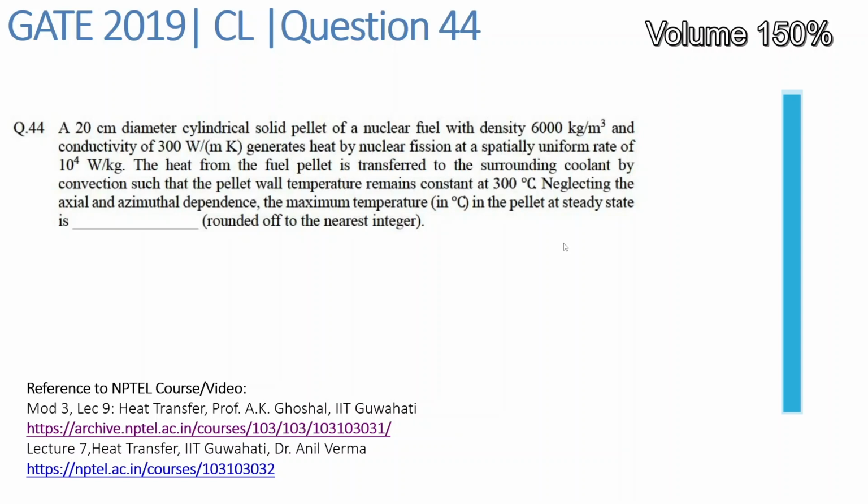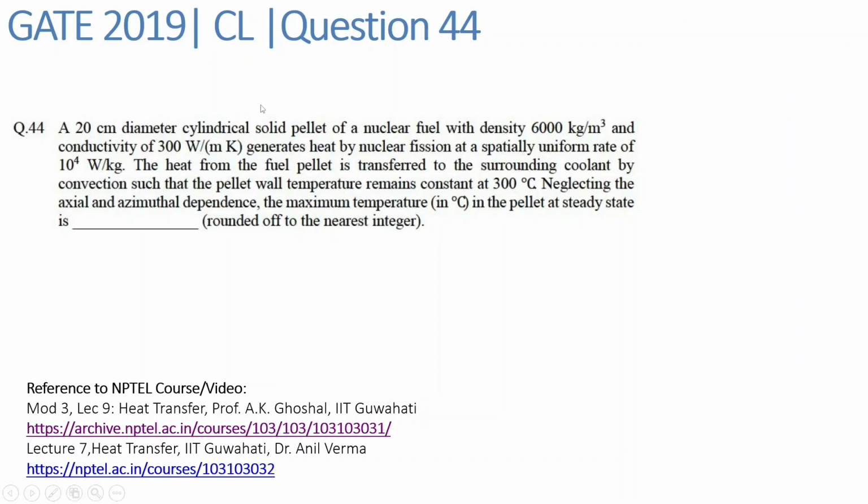Hello everyone. We will be solving question 44 of GATE 2019 Chemical Engineering paper from the subject of heat transfer. The question is: a 20 centimeter diameter cylindrical solid pellet of a nuclear fuel with density 6000 kg per meter cube and conductivity of 300 watt per meter Kelvin generates heat by nuclear fission at a spatially uniform rate of 10 raised to 4 watt per kg.